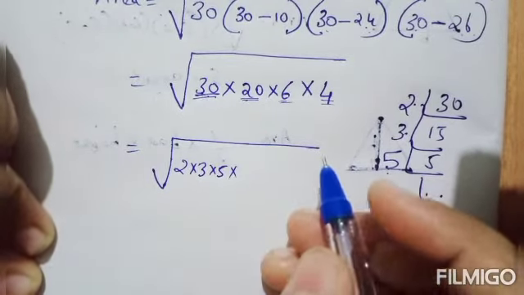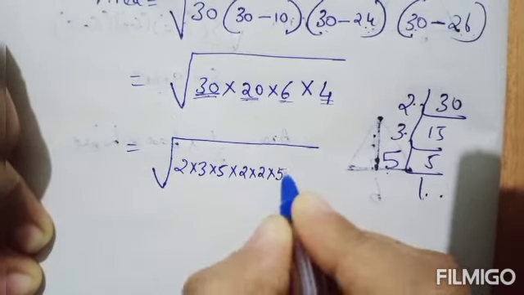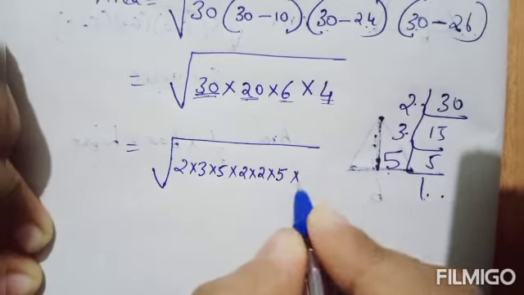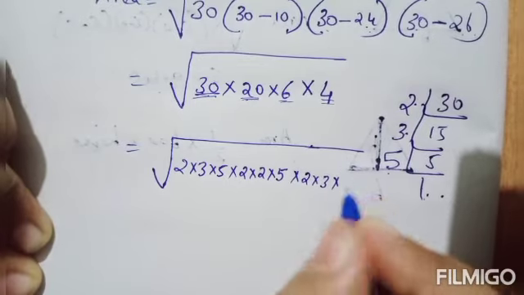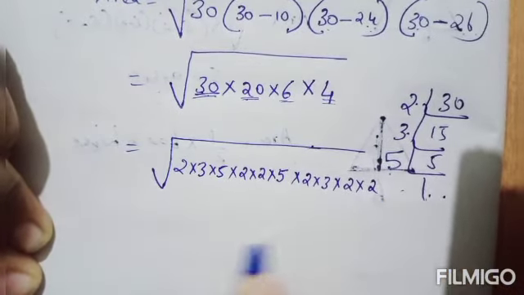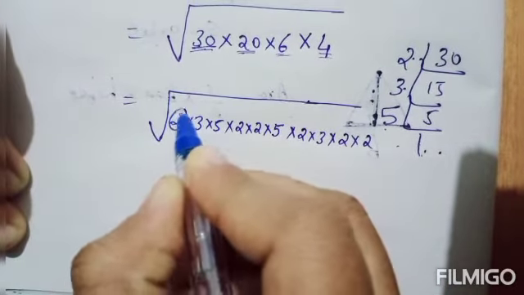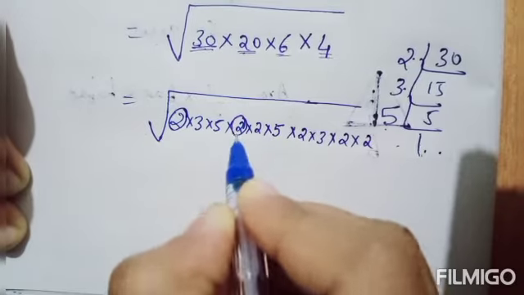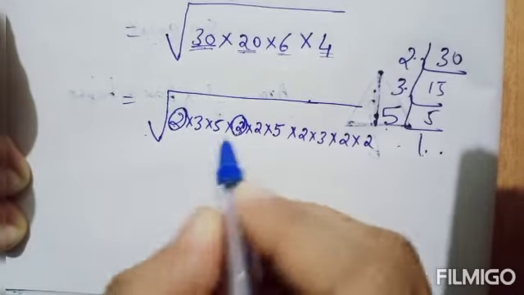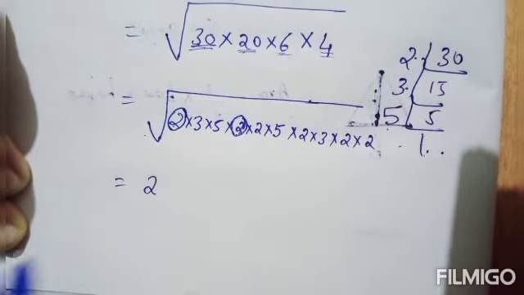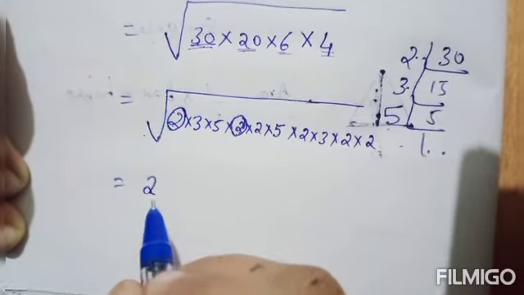20, how can you write? 2 into 2 into 5. Okay, this is 20. 6 is 2 into 3, and 4 is 2 into 2. Now here 1 time 2, here also 1 time 2. So you can pair like this. If 2 is coming 2 times, then 1 time you can take the 2 outside the root.